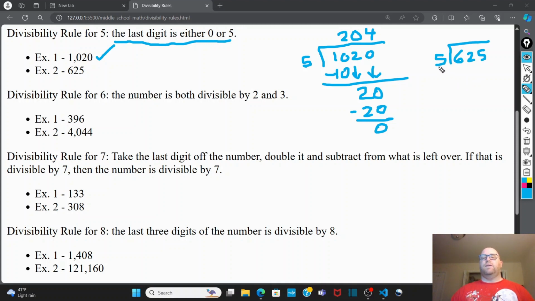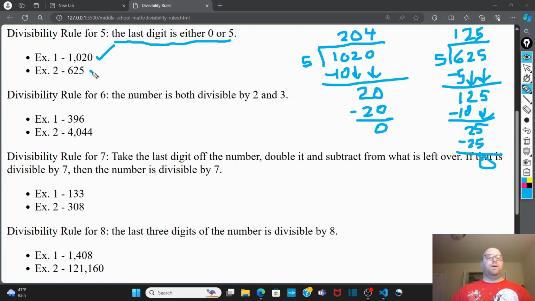divided by 5. 5 goes into 6 once. So 6 minus 5 is 1. Bring down the 2. Bring down the 5. 5 goes into 12 twice. 2 times 5 is 10. 12 minus 10 is 2. Bring down the 5. So 5 goes into 25 5 times. And 25 minus 25 is just 0. So that one also checks out. Take a snapshot of that because we'll erase it and move to 6.